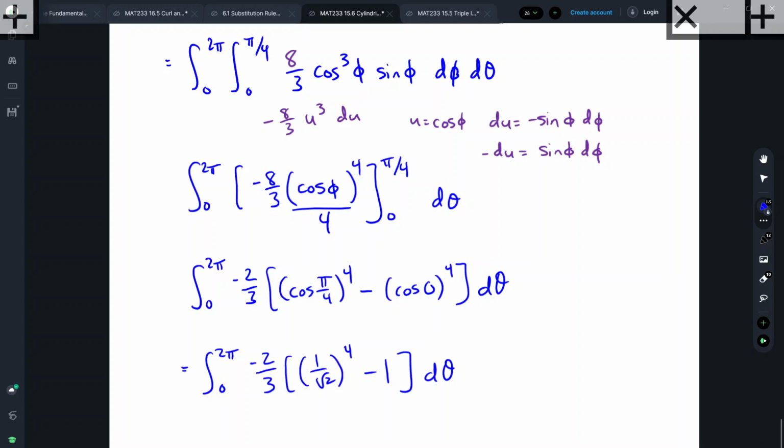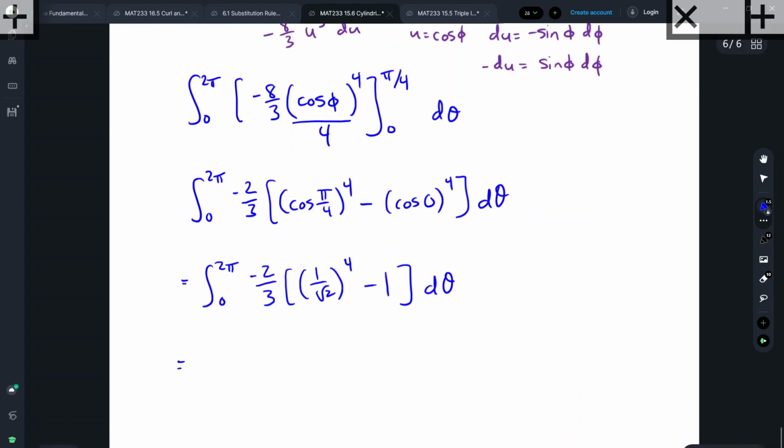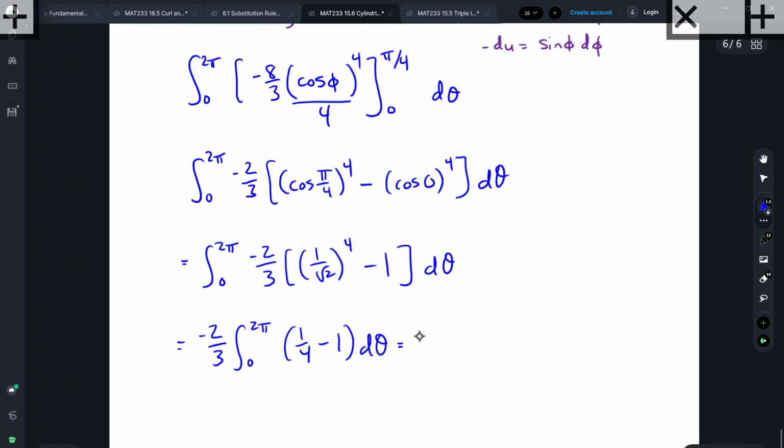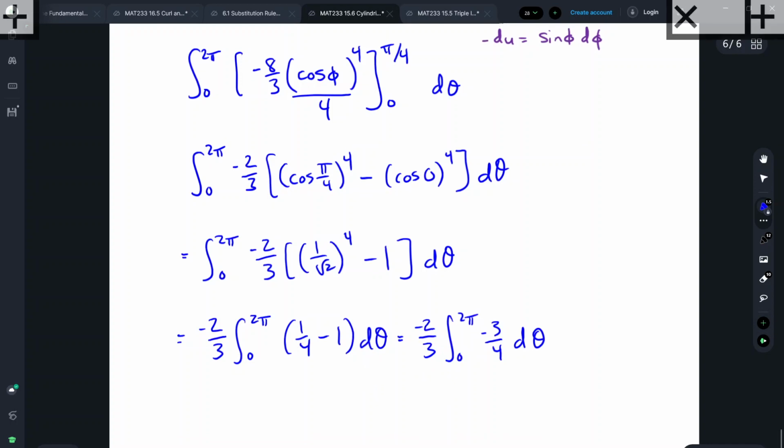Okay, so what do we have? I can pull out the minus 2/3, that's just a coefficient, integral from 0 to 2 pi. This raised to the 4th, you get 1/2, and that squared again, so you get 1/4. So this is 1/4 minus 1, which is just minus 3/4. So you get minus 2/3 integral from 0 to 2 pi of minus 3/4 d theta. Then I can just multiply these two numbers, so that's 1/2 integral from 0 to 2 pi d theta. This is just the length of the interval, which is 2 pi. So it's 1/2 times 2 pi, which is equal to pi.